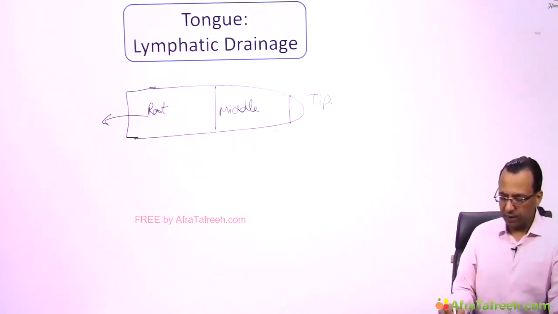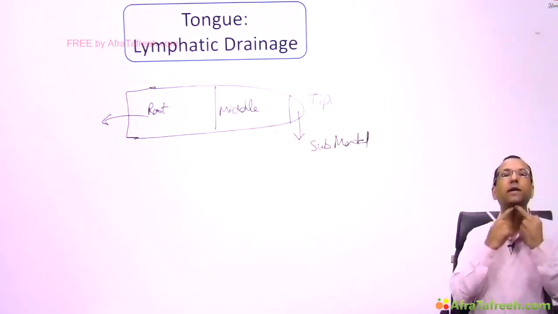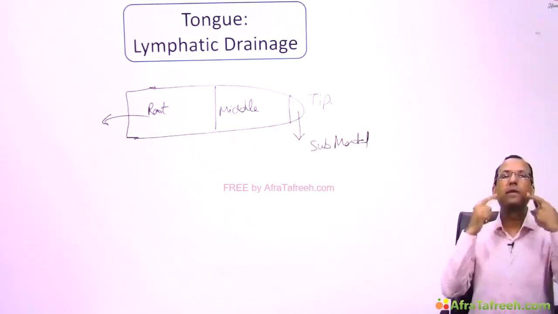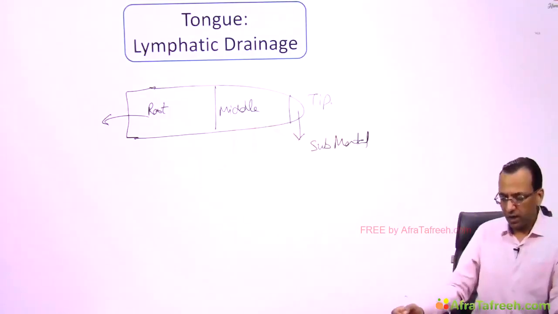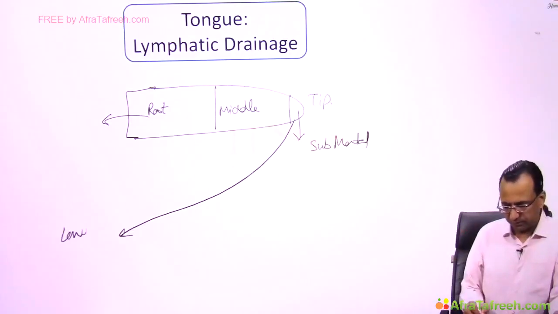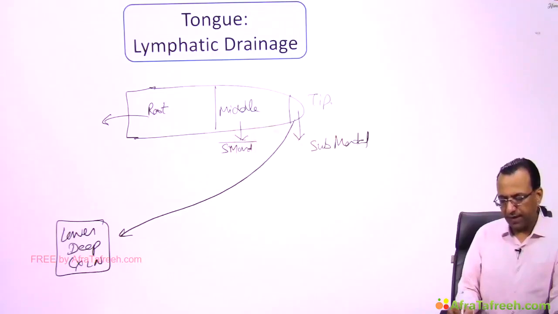Actually, tip of the tongue will drain into submental lymph node. Then what will the middle portion drain into? Into the submandibular. And where will the root of tongue drain, it is posterior. Where will it drain? Let us find out. Actually, tip of tongue should drain into lower deep cervical lymph node, and the middle portion into submandibular and that submandibular will drain into lower deep cervical.